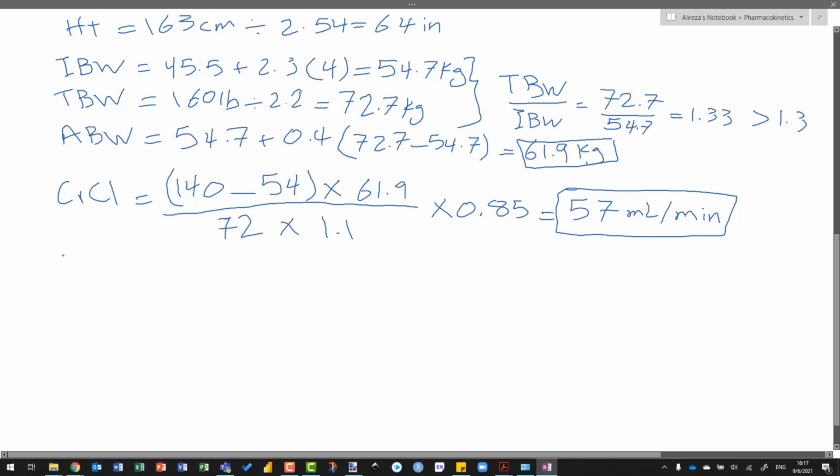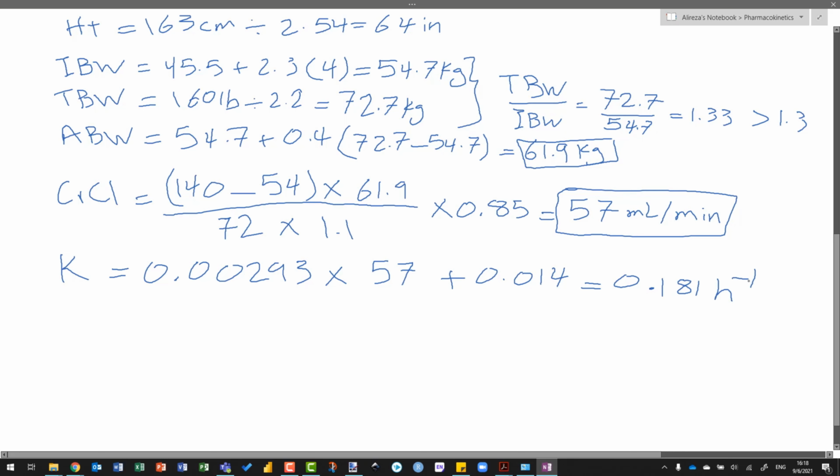Next, we can calculate the elimination constant K or Ke. We can use the equation 0.00293. Make sure you don't make mistakes with all these zeros in your calculator, times creatinine clearance that we calculated, which is 57 ml per minute, plus 0.014, which gives you 0.181, and this is in inverse hours.